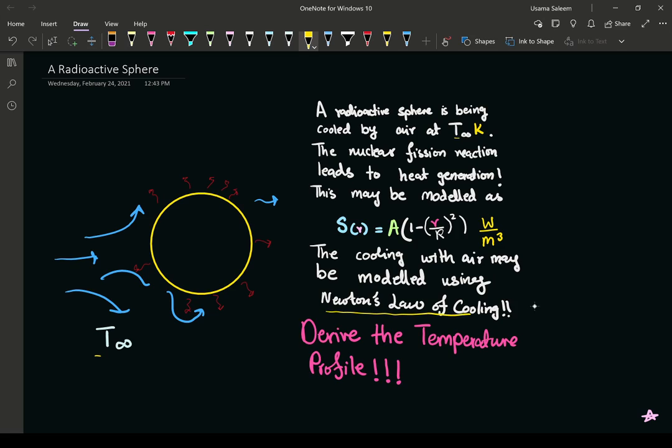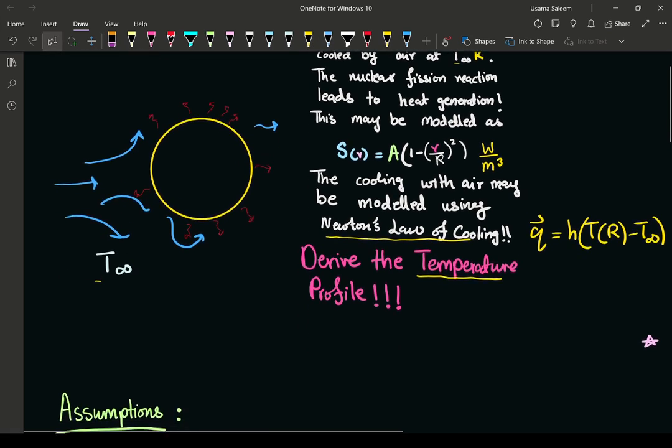So we're going to be using the heat flux equal to q. By the way, lowercase q is heat flux. h times the temperature at the radius of the sphere minus T infinity. So that's going to be one of my boundary conditions, but we'll talk about boundary conditions later. Derive the temperature profile. We always have to derive profiles in transport phenomena. So let's go at it.